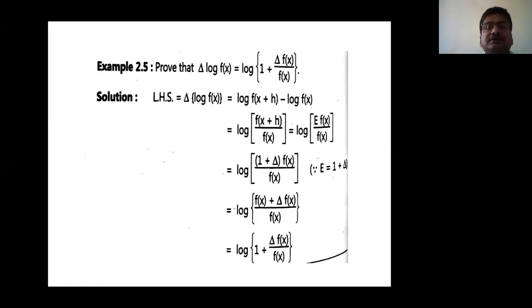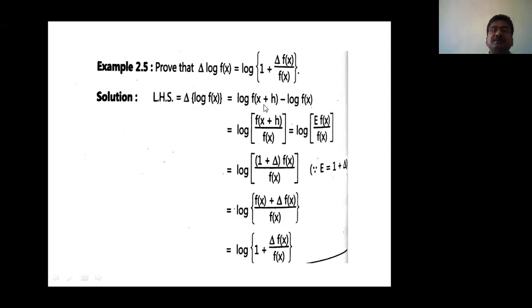Today's topic for discussion is some examples on the three operators delta, del, and E. The first example: is it true that delta log f(x) is log of 1 plus delta f(x) by f(x)? Consider the definitions. What is delta f(x)? It is f(x plus h) minus f(x). This is delta f(x). So what is delta log f(x)?